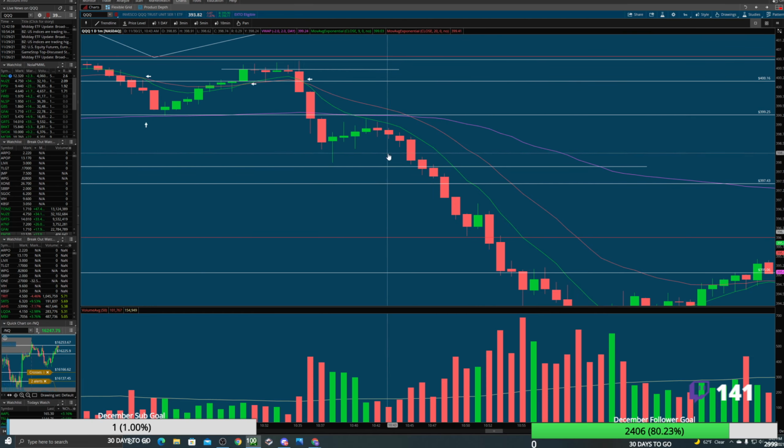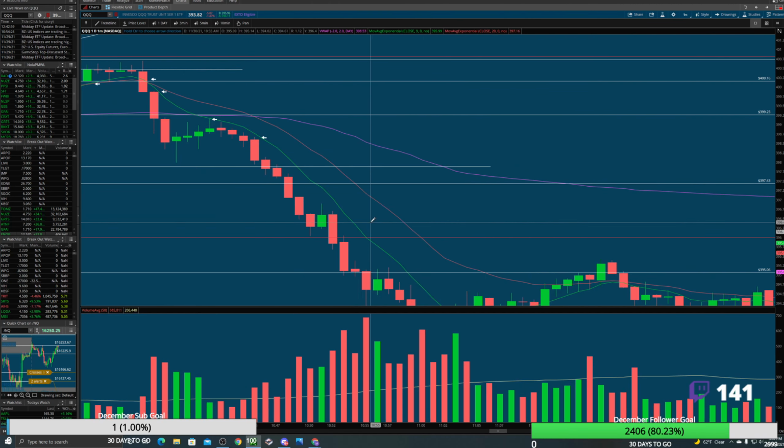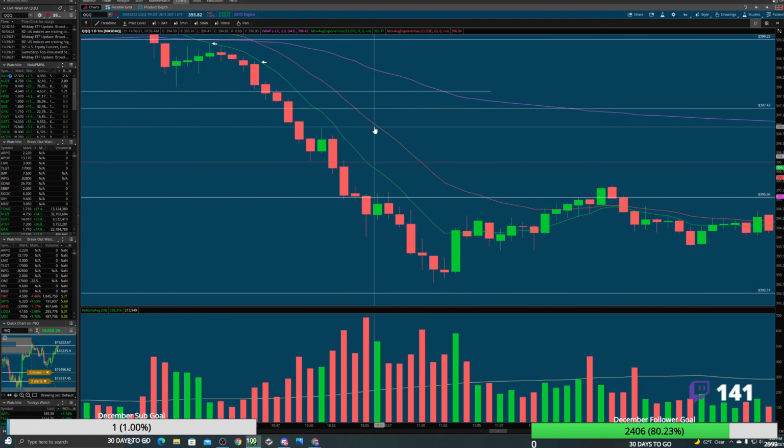Look at the 9 EMA. 9 EMA tap right there. 9 EMA bounce. Every time I put an arrow, you can sell here. 9 EMA bounce right there. It's just getting respected there.